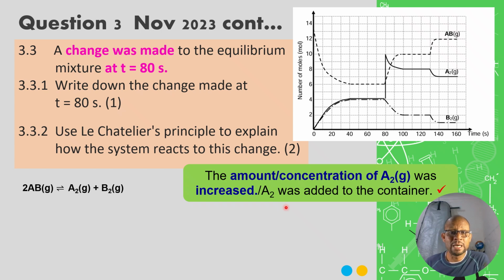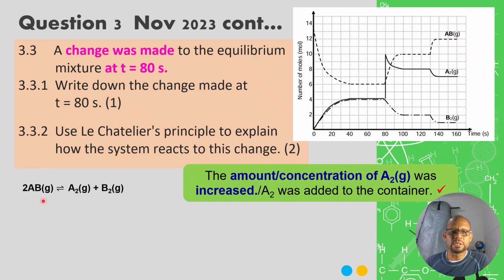The amount of A2 has increased. Or you can say that A2 was added to the container. Okay, added. So that's important because that tells us that it has increased. Okay, the second question, 3.3.2. Use Le Chatelier's principle to explain how the system reacts to this particular change.